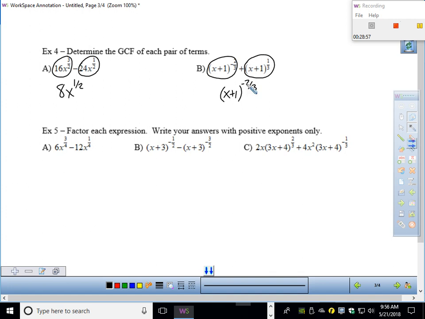Now, that allows us to get into example 5, factor each expression. Write your answers with positive exponents only. So there's an A, B, and C here. Let's see if we can do this. This is some good math right here. All right, so I'm not going to really circle these because it really gets in my way visually, but 2 terms separated by the minus, and I want us to think about what is the greatest common factor.